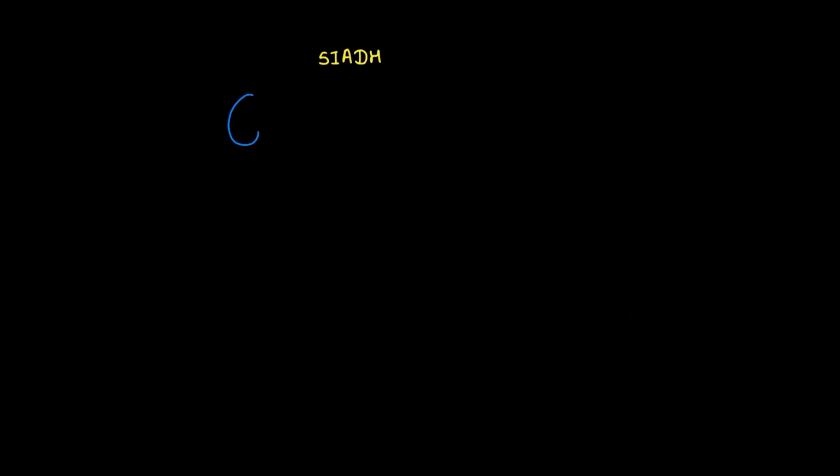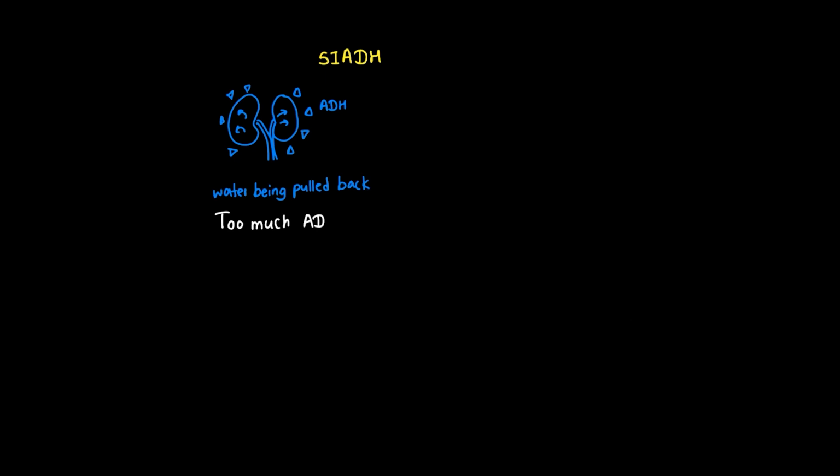Understanding SIADH requires knowing how excess antidiuretic hormone creates a dangerous situation. In SIADH, the body produces too much ADH, causing the kidneys to retain excessive water. This retained water dilutes the blood, dropping sodium concentration dangerously low. Hyponatremia below 120 can trigger seizures as brain cells swell from the osmotic shift.